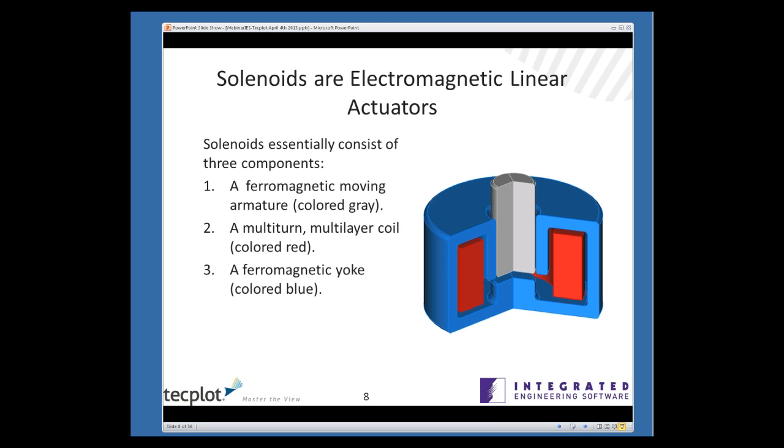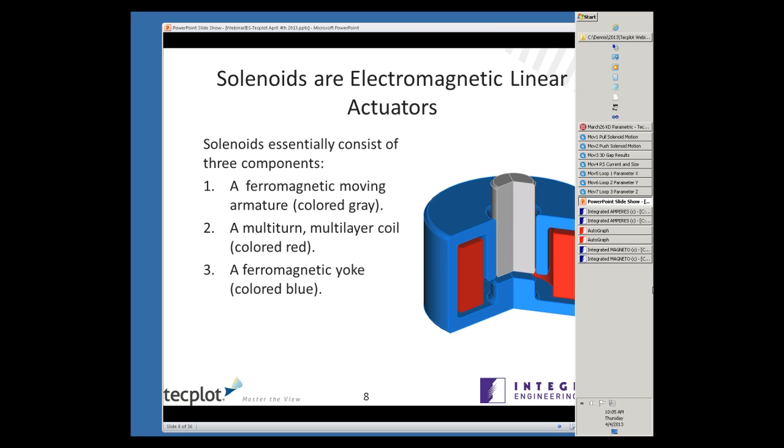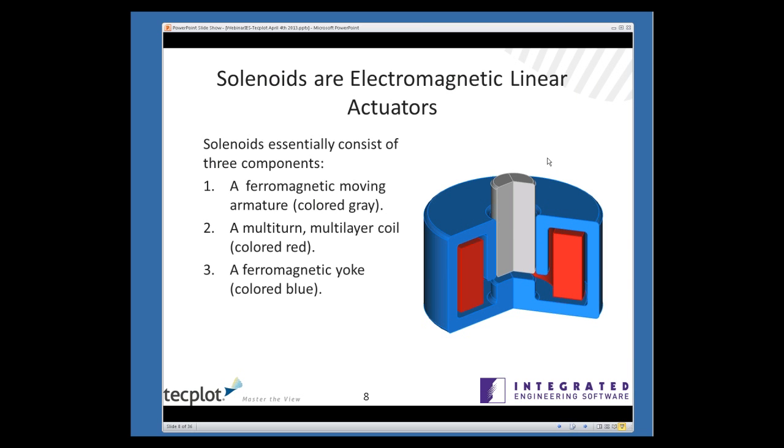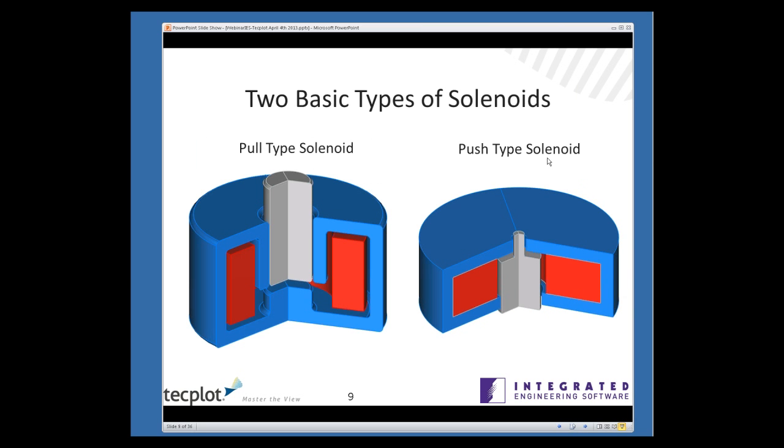So when people talk about solenoids, usually they're referring to linear electromagnetic actuators, as I'm showing here, and you can boil them down to three basic components. There's some sort of a moving armature, a core, or a plunger, and we color that gray in the picture. There's an electrical coil, a multi-layer coil, which provides the magnetization. And then a ferromagnetic yoke or case, which we colored blue, and that provides the complete magnetic path. Now there are two types of solenoids.